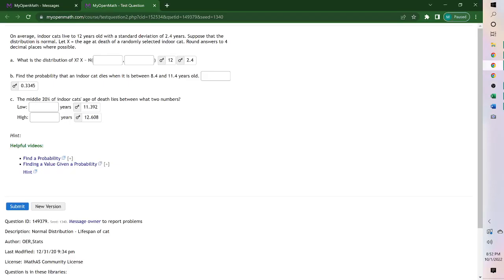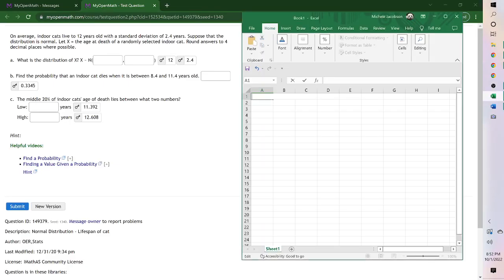Hello. For this problem, using Excel, for the distribution, it's just the mean and standard deviation. The mean was 12 years, standard deviation 2.4. If we want to find the probability that an indoor cat is between 8.4 and 11.4 years old, you find each separately, and when it gives you the percent, it's the percent below.